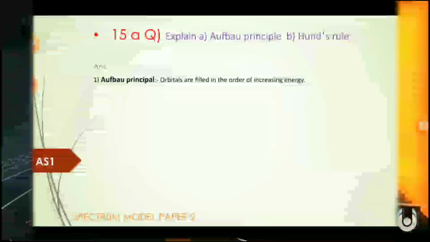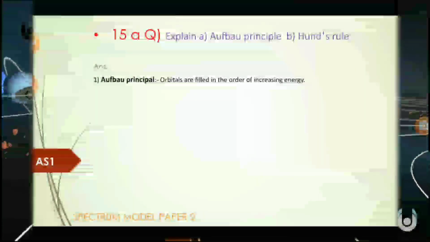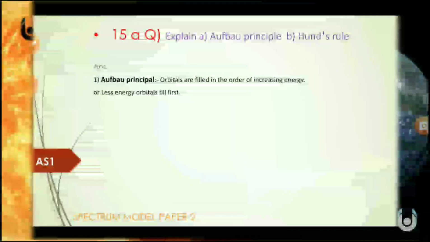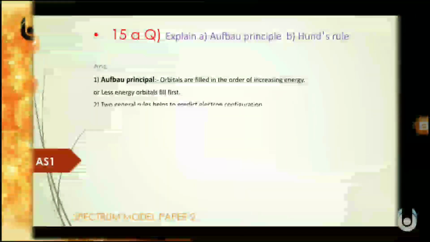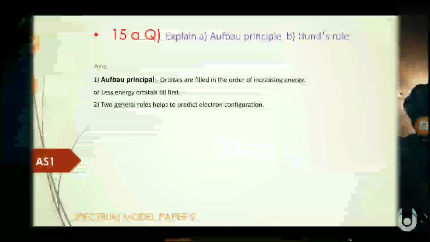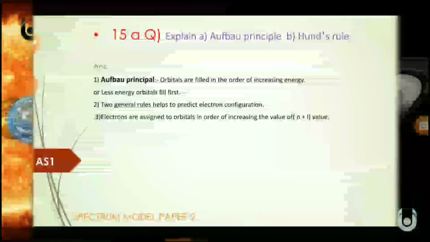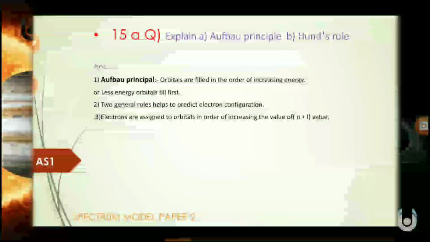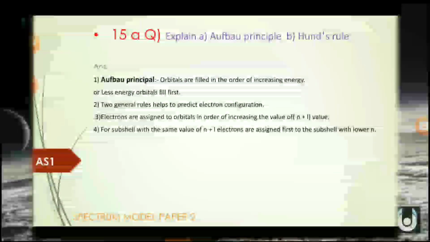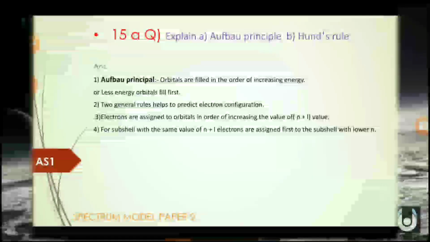Aufbau principle. Orbitals are filled in the order of increasing energy, or lower energy orbitals fill first. Two general rules help to predict electron configuration. Electrons are assigned to orbitals in order of increasing value of n plus l. For subshells with the same value of n plus l, electrons are assigned first to the subshell with lower n.